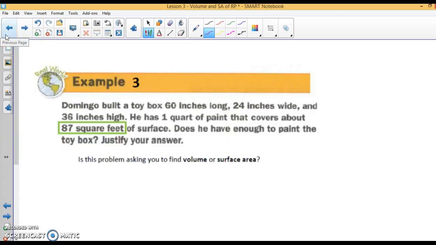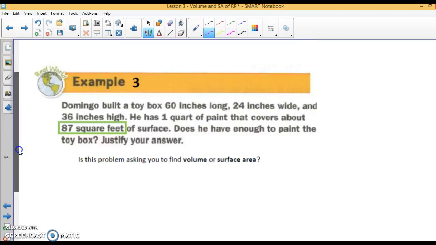Okay, Domingo built a toy box, 60 inches long, 24 inches wide, and 36 inches high. He has 1 quart of paint that covers about 87 square feet of surface area. Does he have enough paint to paint the toy box?